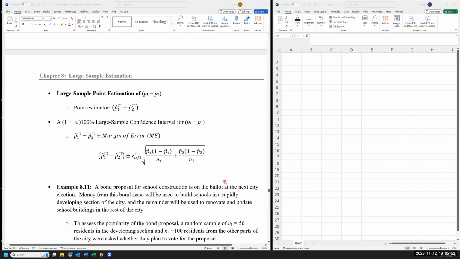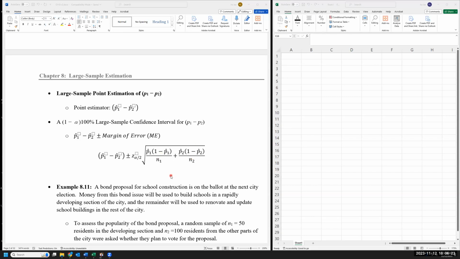Okay. The point estimator of the population proportion difference is just the sample proportion difference. And the interval estimate is just the point plus or minus the margin of error. Point is this, margin of error is Z of half alpha times the standard error. The margin of error is always Z of half alpha times the standard error, and this is the standard error formula.